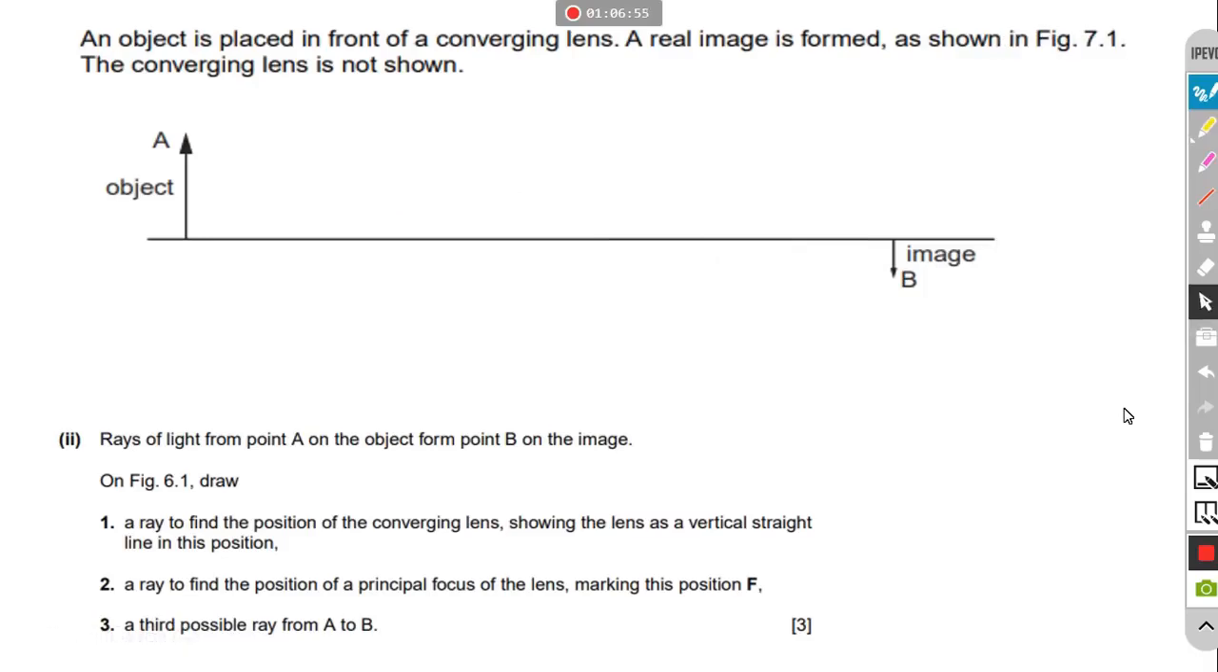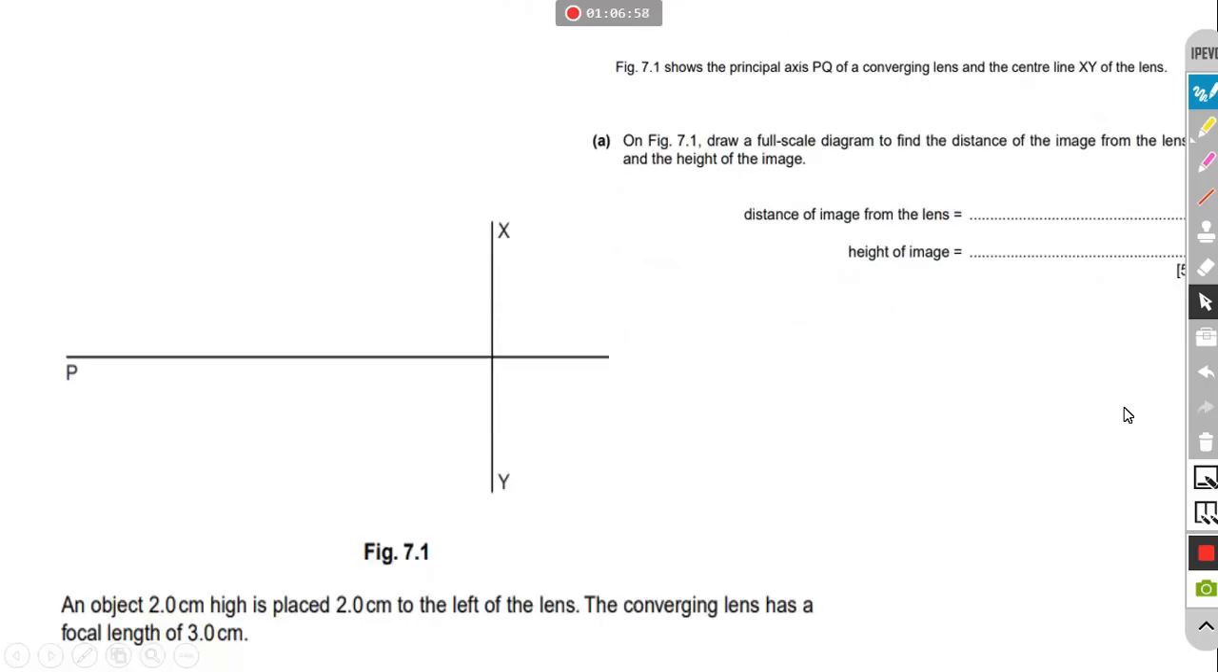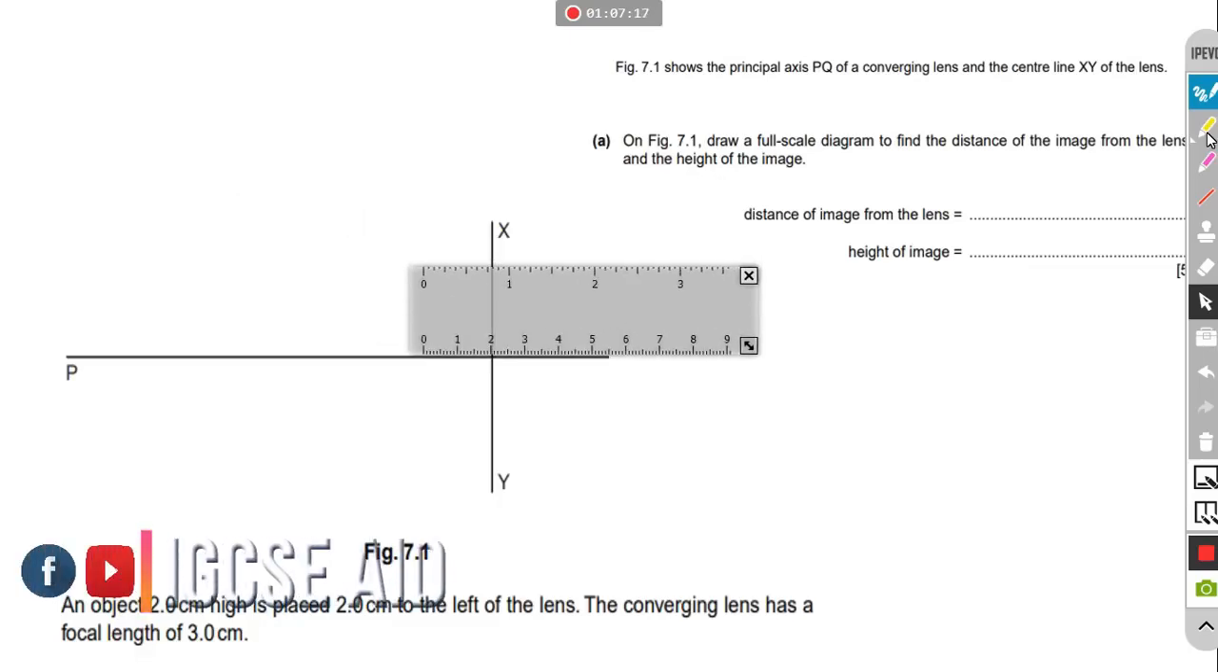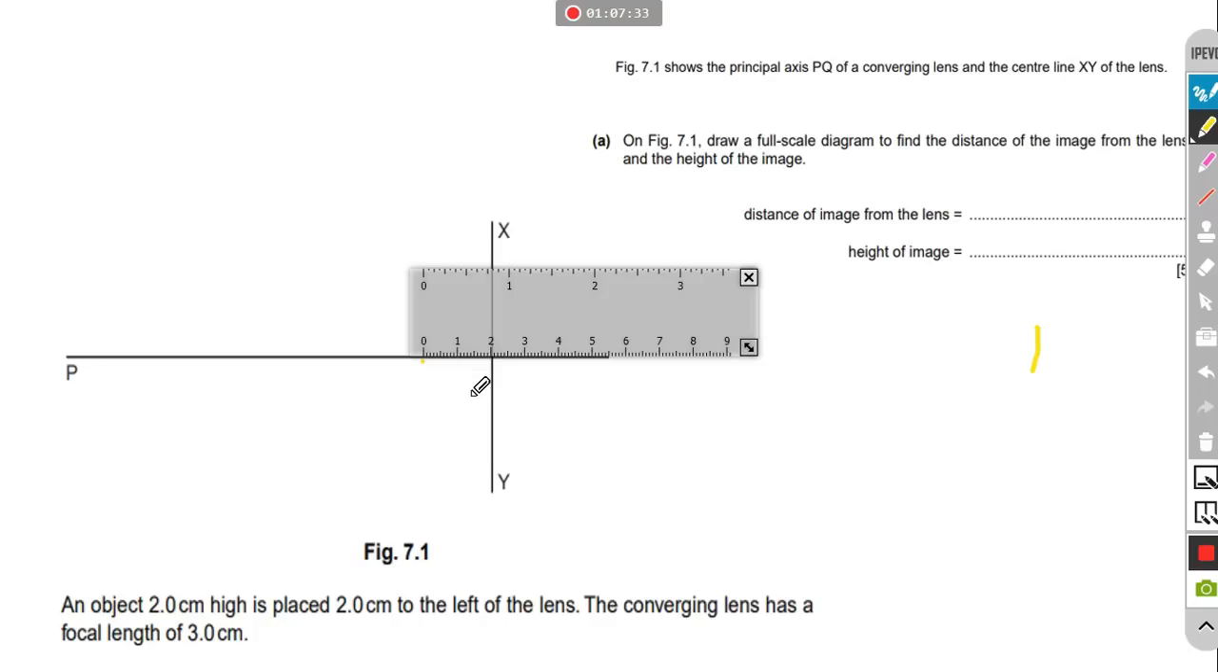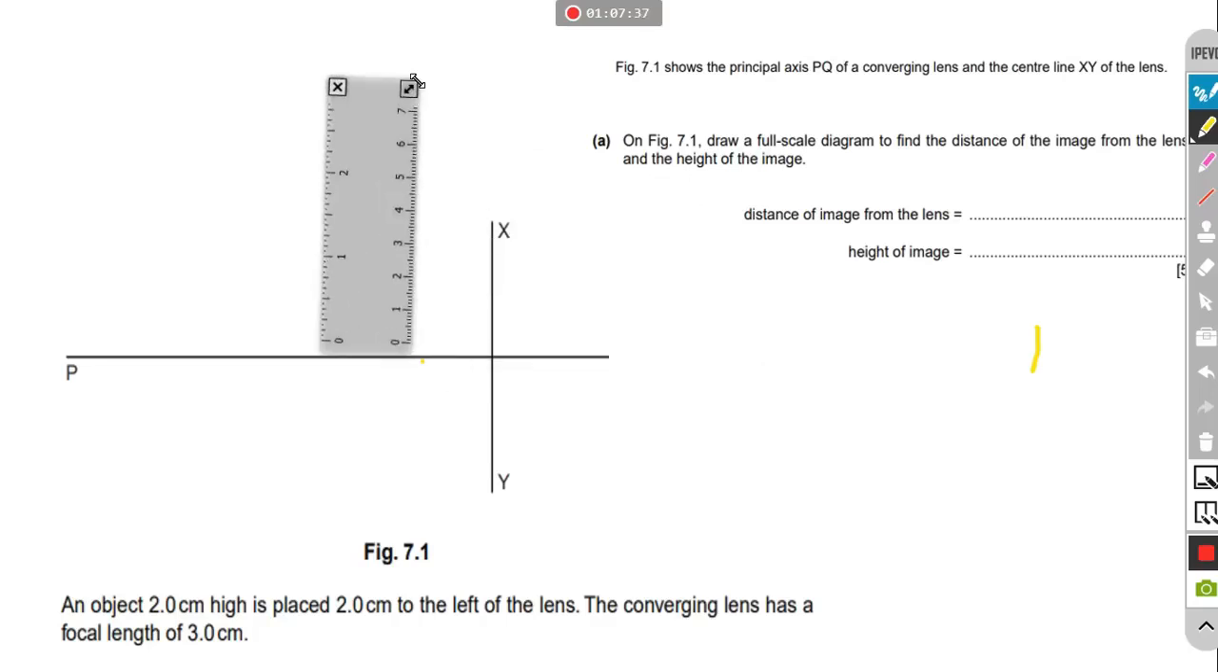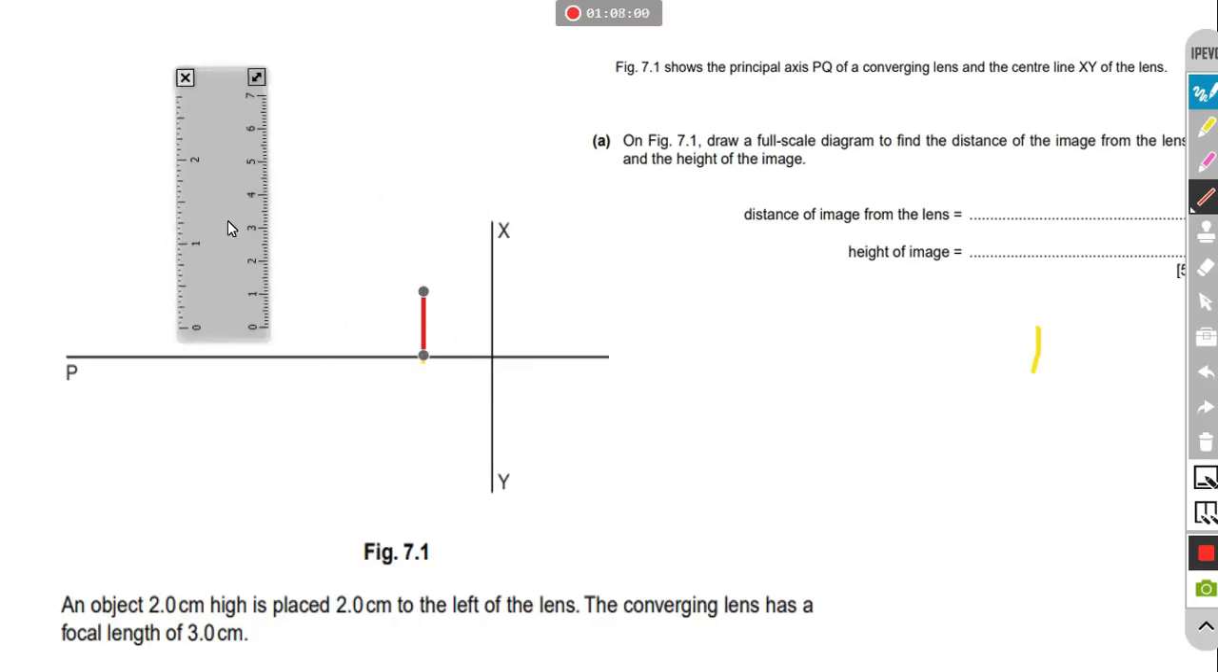Another question about the rays. Here they said an object that is 2 cm high is placed 2 cm to the left of the lens. So we need our ruler. 2 cm to the left of the lens. So let's label this point. Then 2 cm high, exactly vertical. And we draw a line 2 cm high. So this is our object. I'm going to represent it as an arrow.